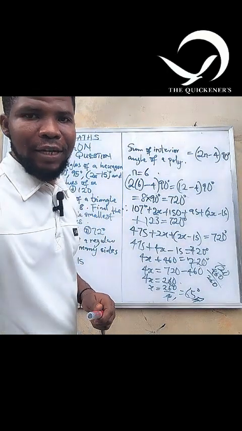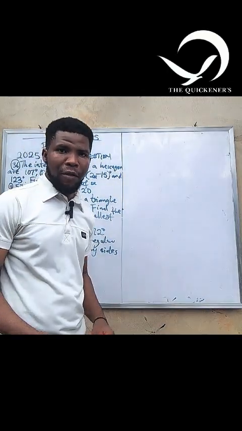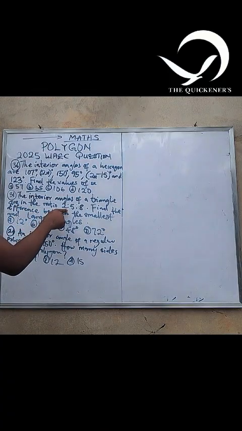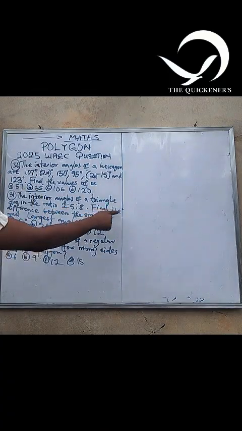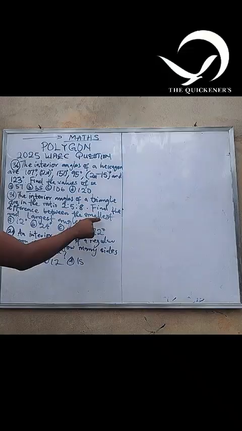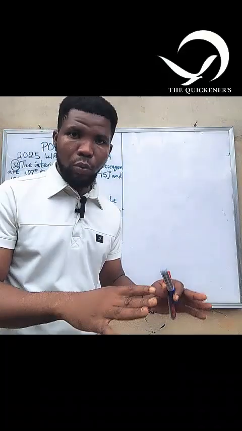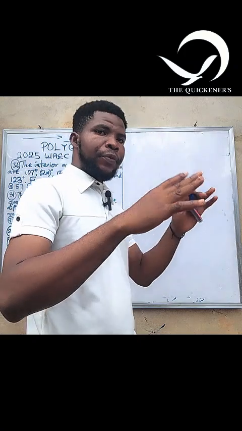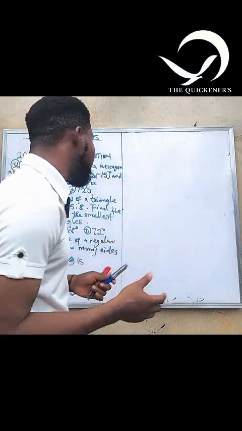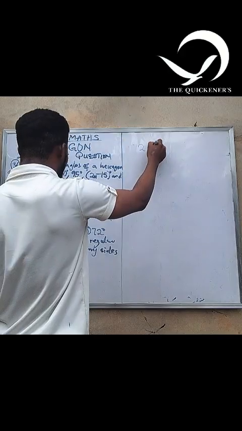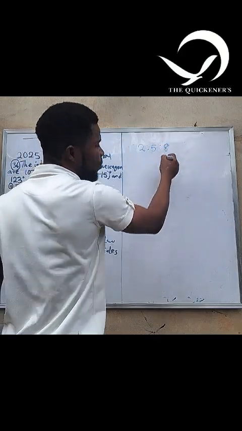Right, let's solve this next question. Alright, let's solve the next question, okay? Let's go. The interior angles of a triangle are in the ratio 2, 5, 8. Find the difference between the smallest and the largest angle. So this is a triangle, okay? This one is not difficult, alright? Because the sum of angles in a triangle is what? So the interior angles are in the ratio 2, 5, 8. I hope you can see that.